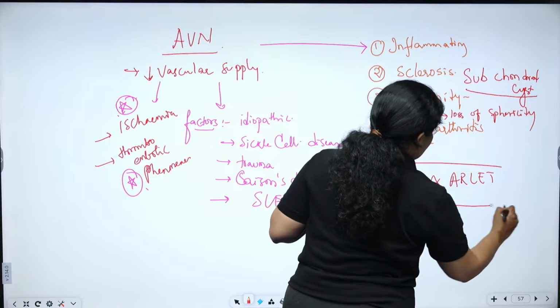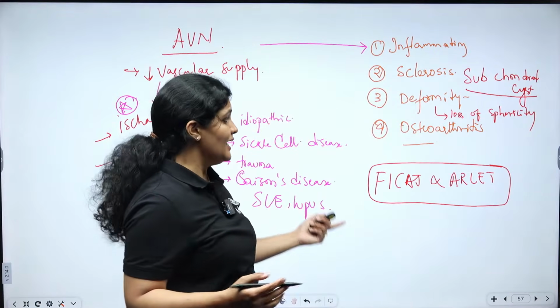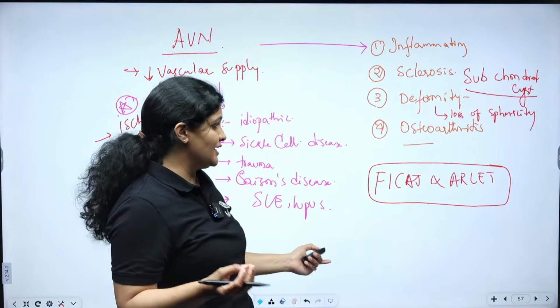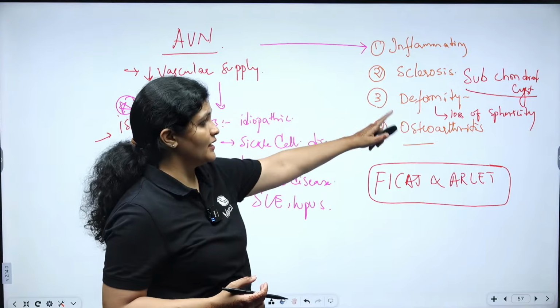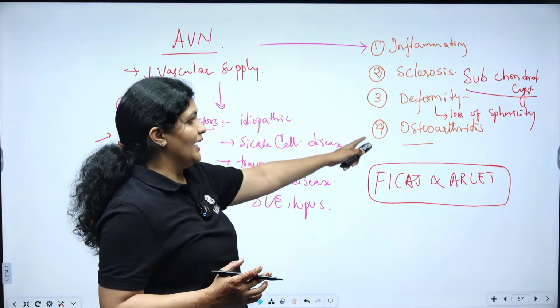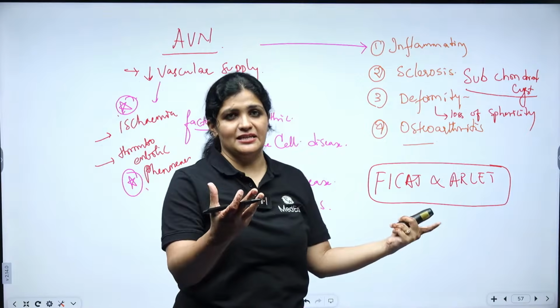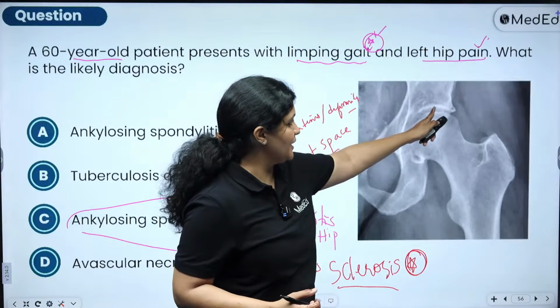Ficat and Arlet grading system, where you see grade 1, grade 2. Grade 1 is usually normal, nothing is seen. Grade 2, again, you will see mild sclerosis. Grade 2A, you will see the cyst. Grade 3, you see loss of sphericity of the head, so the head is not round. Grade 4, you see involvement of the acetabulum, which will result in osteoarthritis. But up to grade 3, you see that the space is maintained.